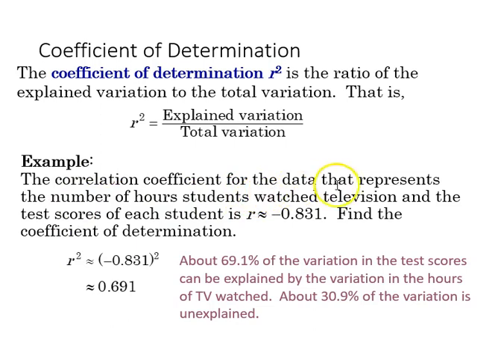The correlation coefficient that represents the number of hours students watched television and test scores we found was negative 0.831. Now we're going to find the coefficient of determination, and we find that about 69.1% of the variation in the test scores can be explained by variation in the hours of TV watched. About 30.9% of the variation is left unexplained.